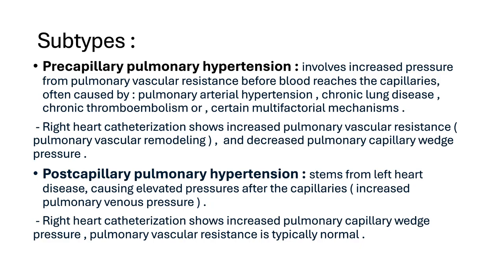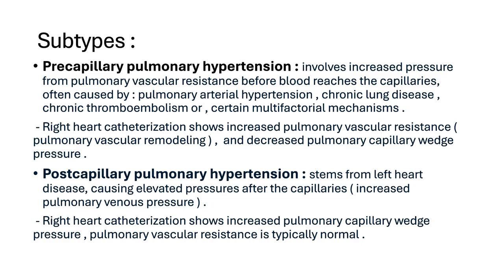Subtypes. So first of all, you have to know the general classification. In clinical practice, based on the etiology, we can classify it generally as precapillary and then postcapillary. So the precapillary pulmonary hypertension involves increased pressure from the pulmonary vascular resistance before blood reaches the capillaries. That's why it's called precapillary. It's often caused, for example, by chronic lung diseases, pulmonary arterial hypertension, chronic thromboembolism, or certain multifactorial mechanisms.